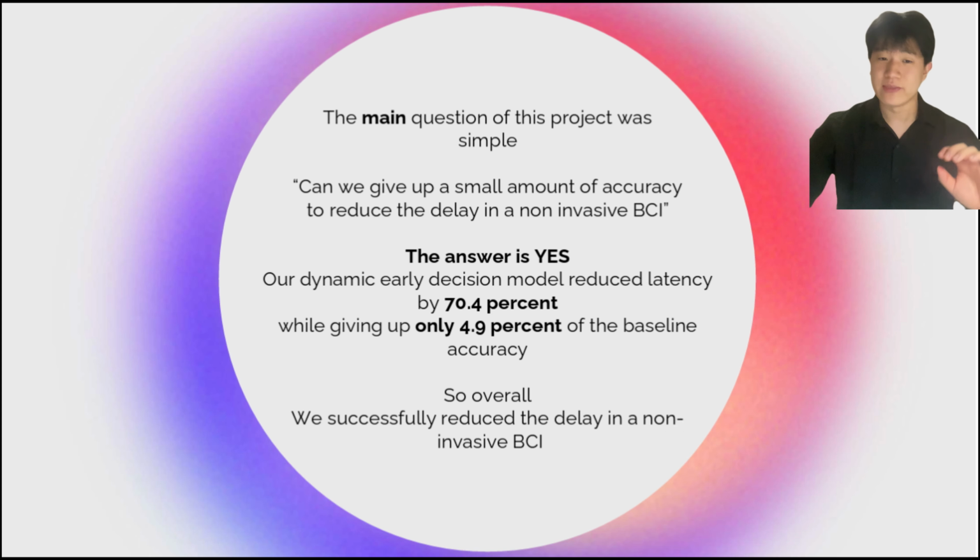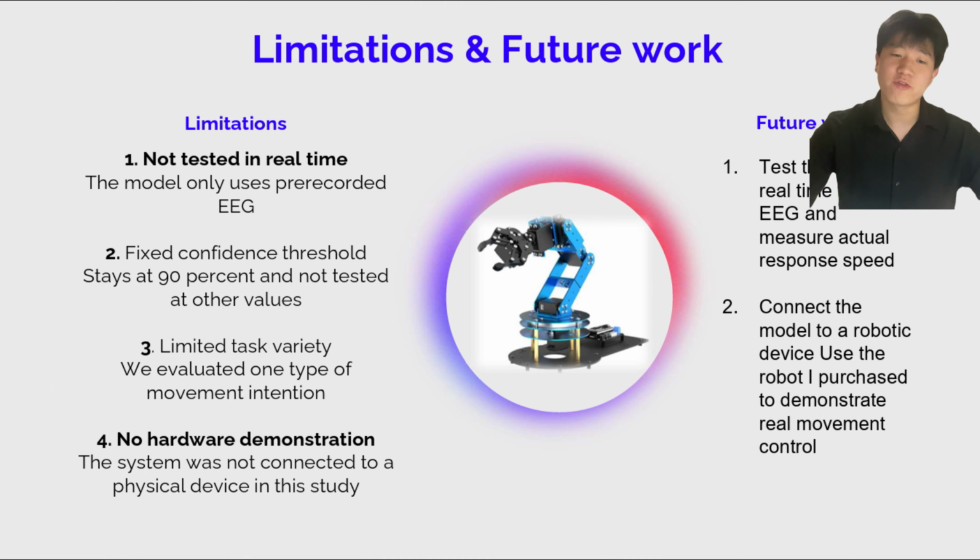To summarize, this project asks one main question. Can we truly reduce delay in non-invasive BCIs while giving up only small parts of accuracy? The answer is yes. Of course, there are still limitations. First, the study used pre-recorded EEG datasets instead of real live signals. Second, more importantly, the model was tested only in software and not yet on real hardware. And that is exactly why my future work focuses on real-time testing with robotic arms.